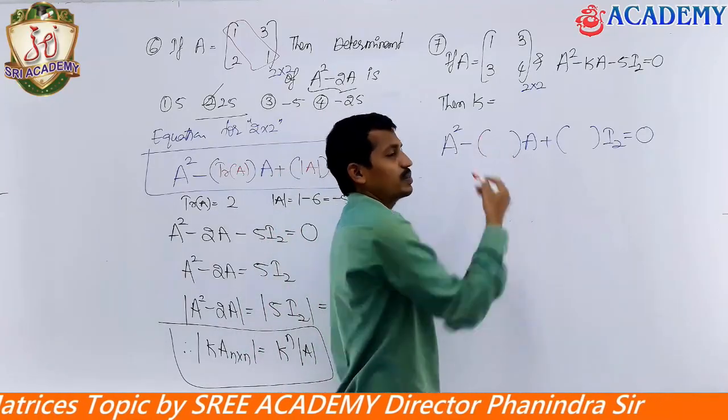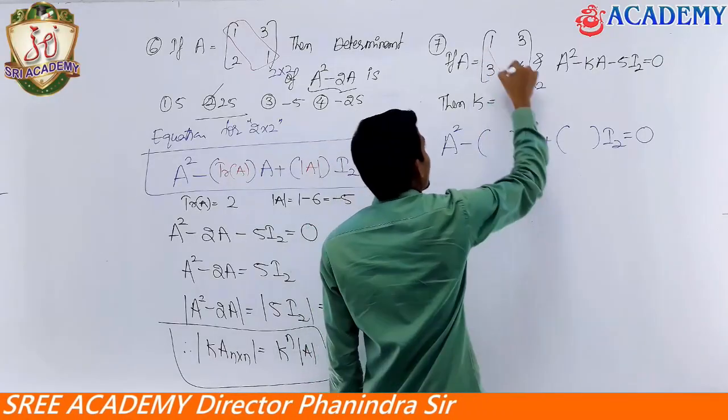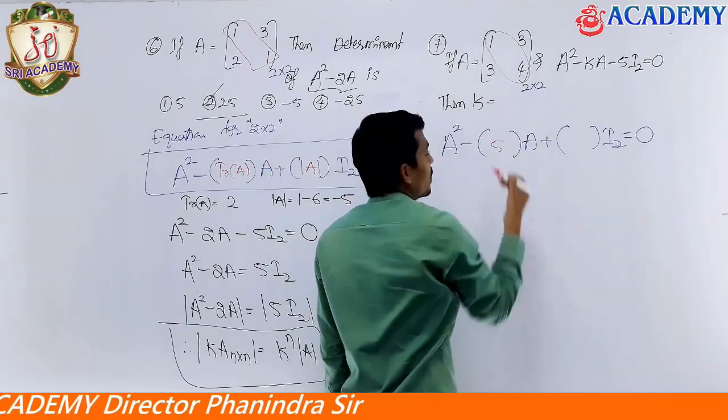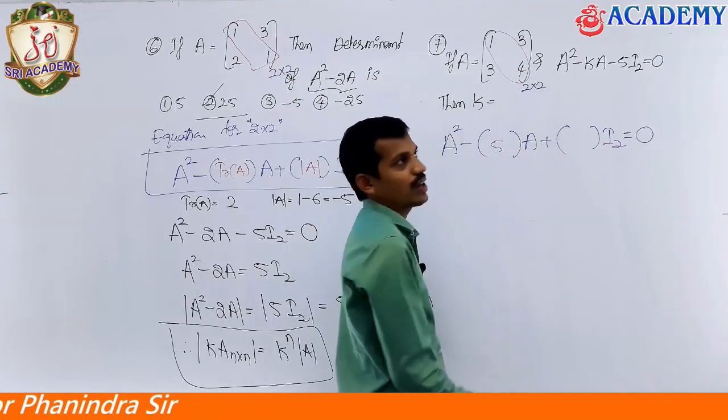In the something, we have to substitute in place of trace, the trace here, and here you have to substitute the determinant. I am writing the trace here. What is the trace of this matrix? This is going to be 5. Here the determinant is nothing but 4 minus 9.